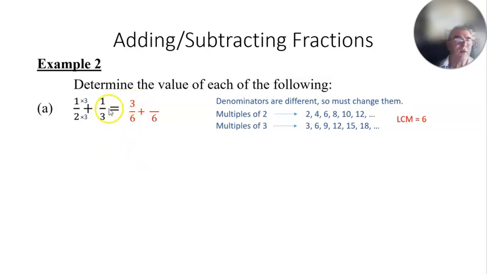Do the similar thing with 1/3, we need to change that 3 to a 6. So I've got to times 3 times 2 is 6. So I've got to multiply the numerator by that 2 as well, and 1 times 2 is 2.